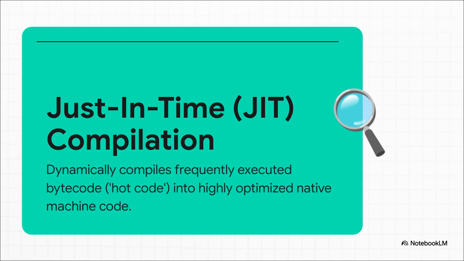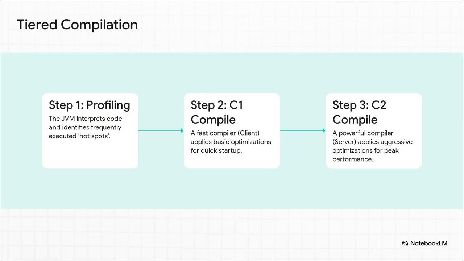See, as your application is running, the JVM is constantly watching. It's profiling your code, looking for the parts that get executed over and over again. These are called hotspots. And when it finds one, the JIT compiler swoops in, translates that bytecode directly into super optimized native machine code, and caches it for next time. It's brilliant.